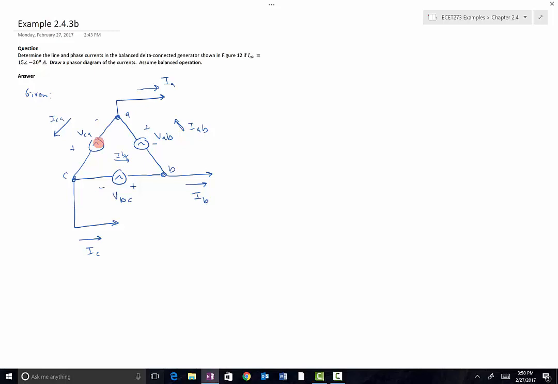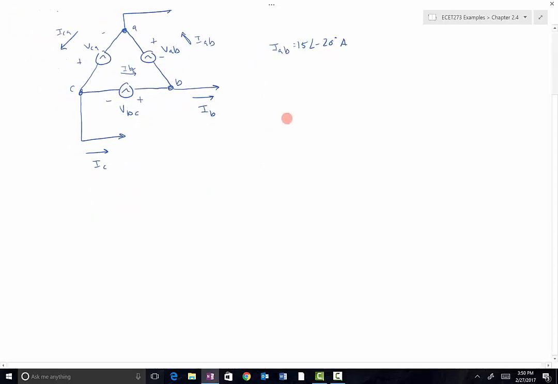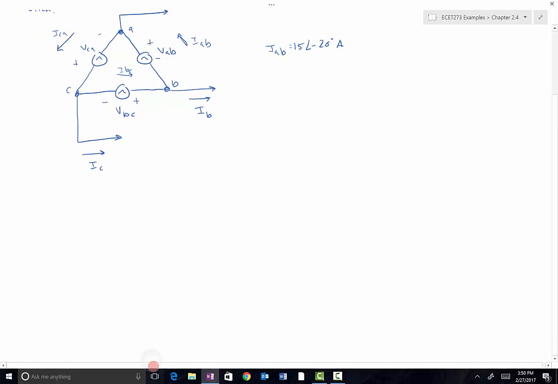The last part of the given statement was that IAB is equal to 15 at angle negative 20 degrees amps. You can notice I've indicated IAB is right here. This is the phase current associated with the AB phase of the delta source. We are asked to find I phase and I line to complete the delta circuit here.